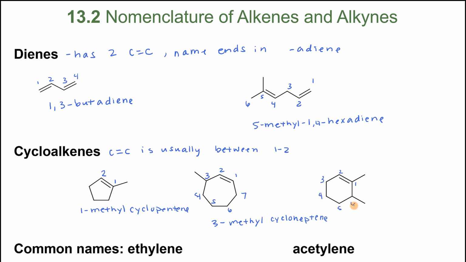And this is kind of a weird one where our 1 is going to be at the methyl, but then we're going to number around. And your double bond has to be between 1 and 2. So this is 1,6-dimethylcyclohexene. Sometimes alkenes will have common names. So we saw ethylene earlier, which is just CH2CH2. And acetylene is the same as ethyne. This is the same as ethene.